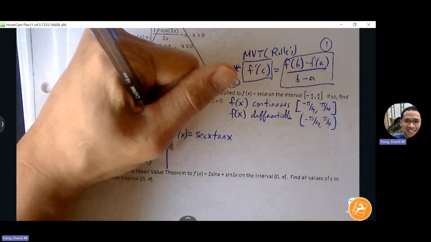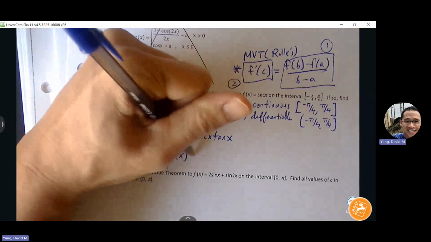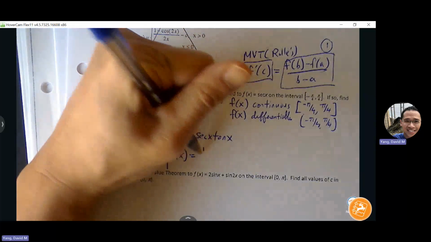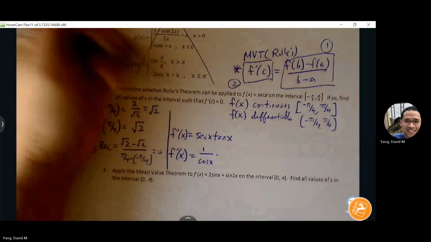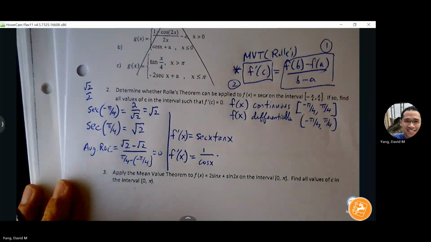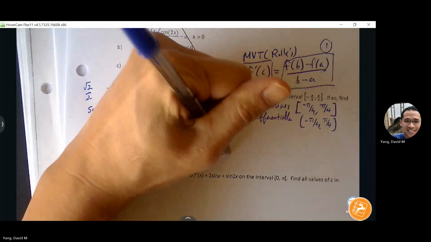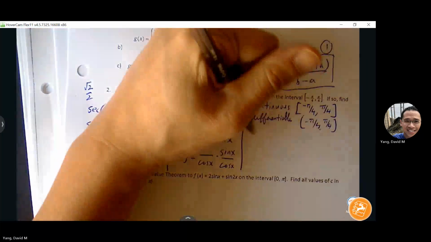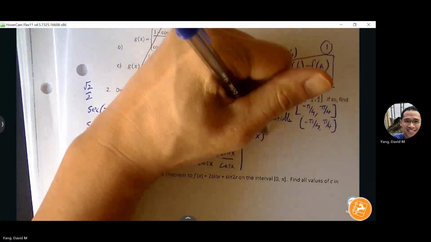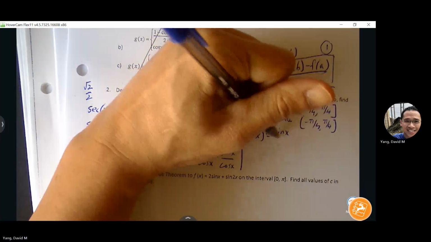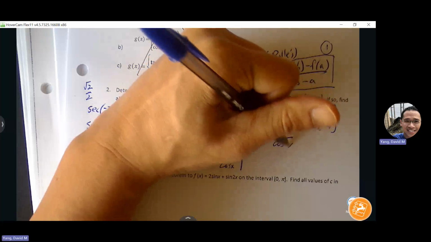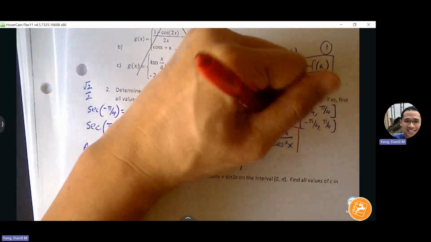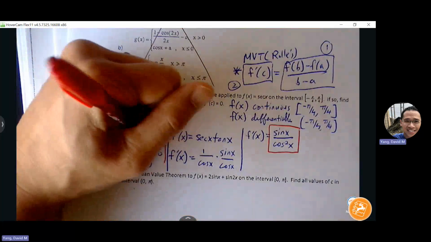So before I set f prime equal to 0, I want to play with f prime a little bit. What's another way to represent secant? Secant is the same thing as 1 over cosine. Tangent is the same thing as sine over cosine. So my f prime is sine x over cosine squared x. So this is what we're setting equal to 0. We want to figure out where my slope is equal to 0.